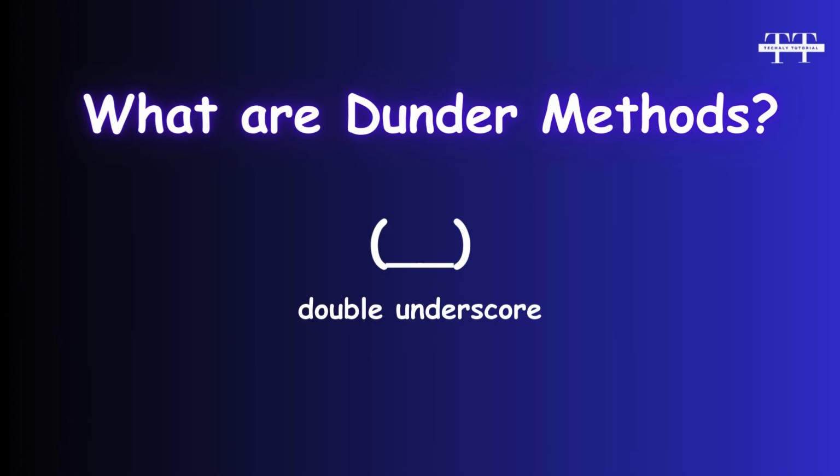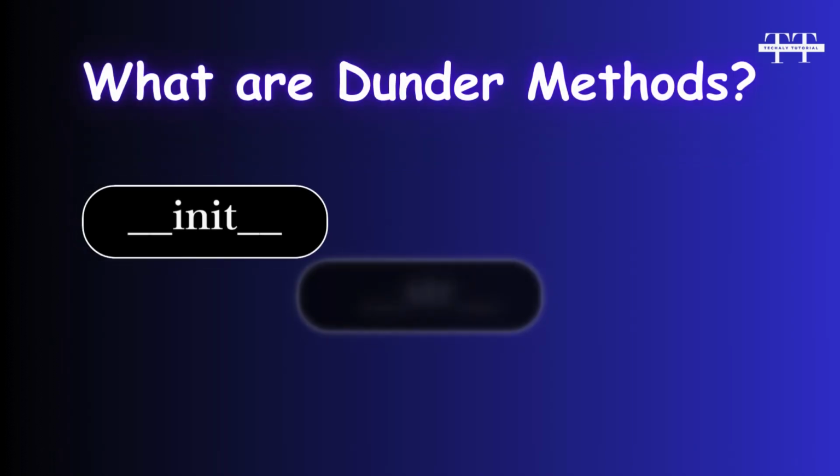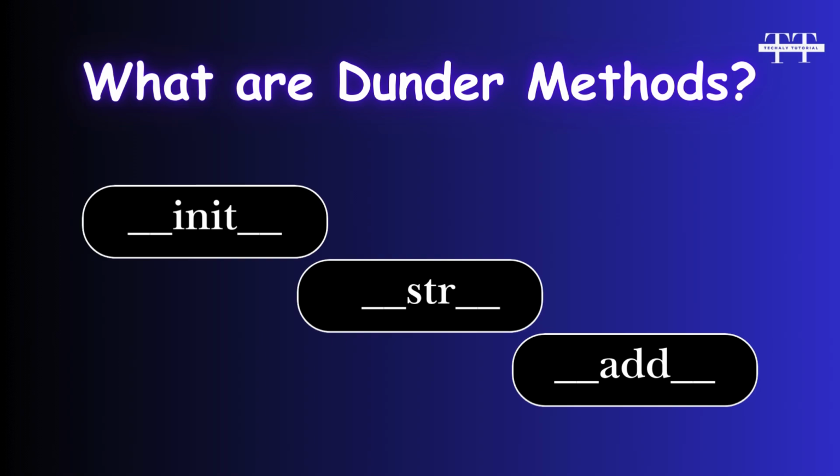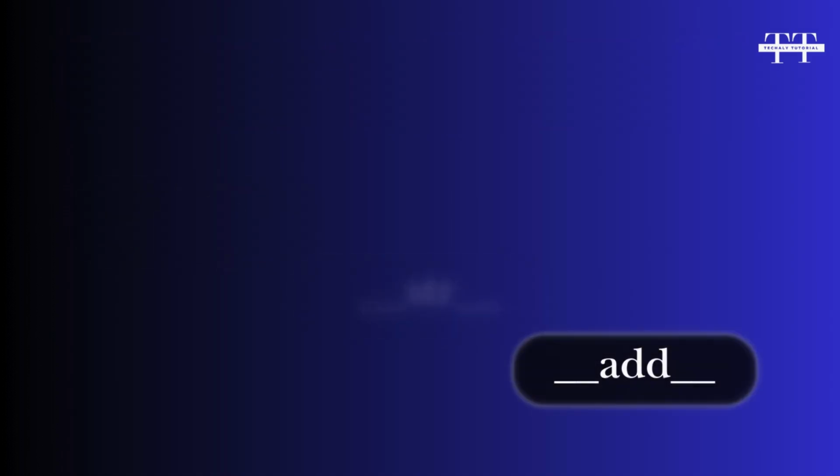Dunder, short for double underscore, methods are special methods with names like __init__, __str__, or __add__. By defining these methods, we can customize the behavior of our objects and integrate seamlessly with Python's built-in functions and operators. Let's look at some examples to see how this works.